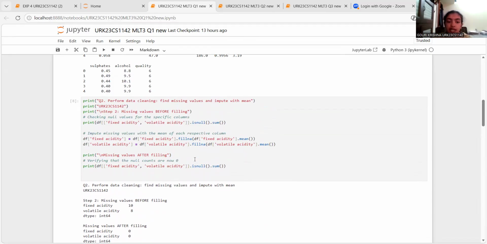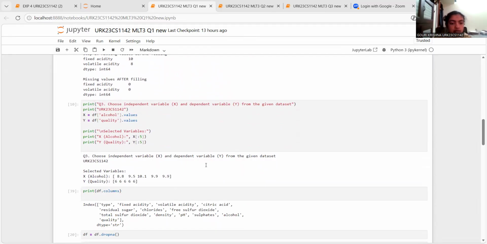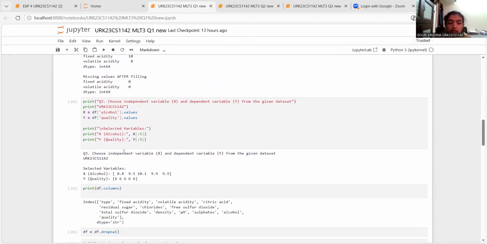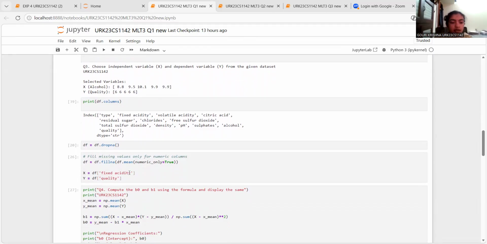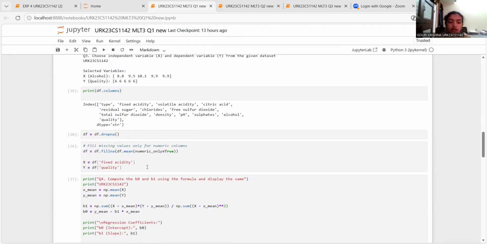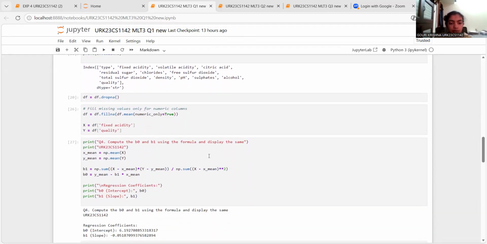And also we selected the variables: alcohol for x, and for y we have chosen quality, with x equal to df alcohol dot values and y equal to df quality dot values. And then we fill the missing values only for numeric columns. Here we'll fill all the missing values, and then we'll compute the regression using b naught and b1.